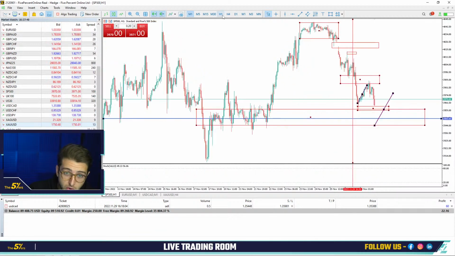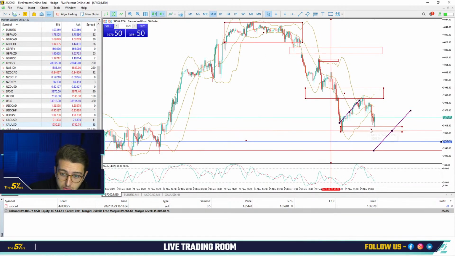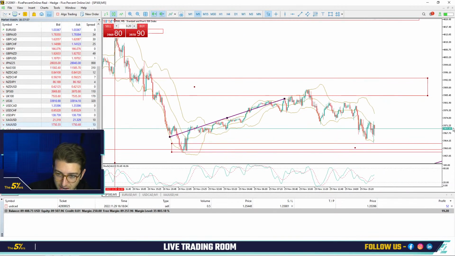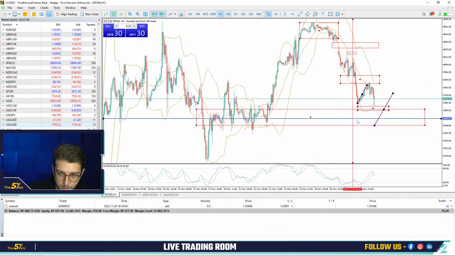Yeah, so here on the S&P we react to that point. Okay, we didn't go into this demand, but we have some reaction. But at some point I'm expecting the market to break. I'm not expecting the market to have a bullish trend today with this type of setup.